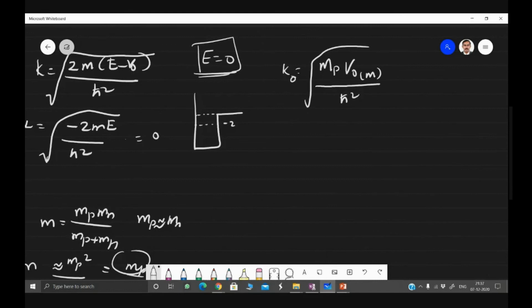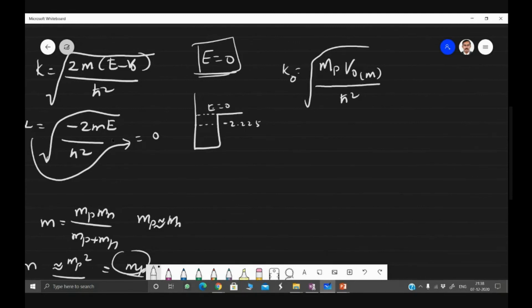So this corresponds to minus 2.22. E is equal to 0 results in L is equal to 0, and this K can be written as K0, which denotes the just bound system, and M is replaced by MP by 2. So 2 gets cancelled, so we have MP and V naught M.